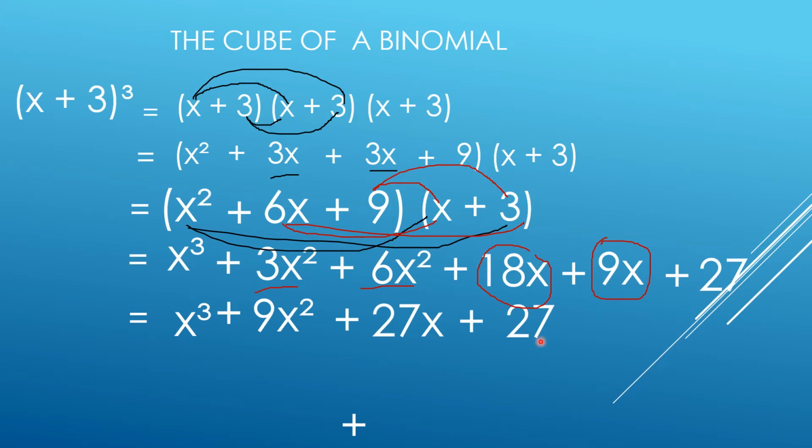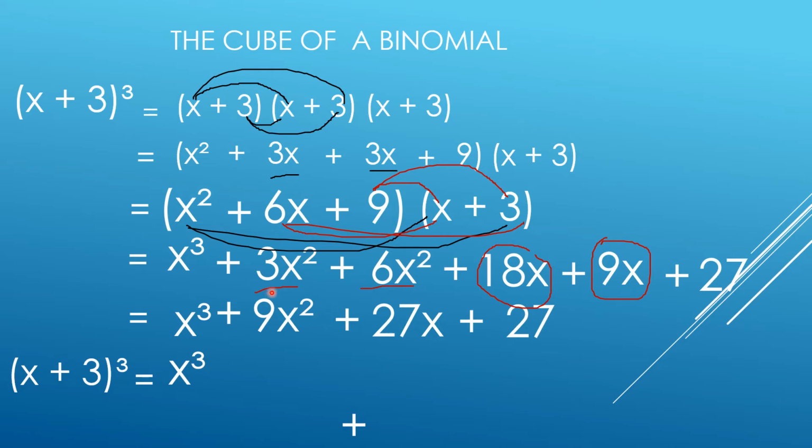Now, let's check how we can get the cube of a binomial easily. Okay, so let's rewrite it here. So now, we have here the first term of the product, which is x cubed. We can get that x cubed easily by just multiplying the first term 3 times. So x times x times x, or cube this first term. So that is x cubed.